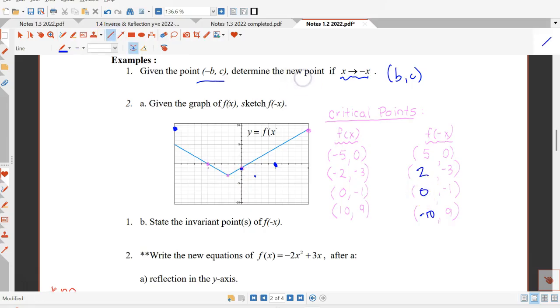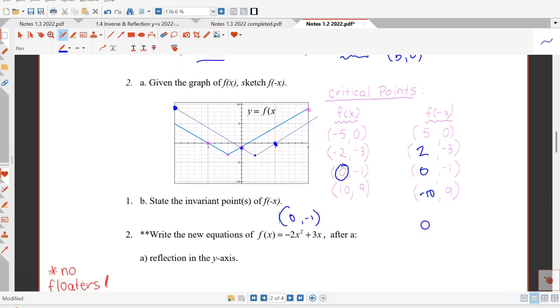Now if I connect these dots carefully, and then I go this direction as well, I can see where my point is. The point is across 0 and down -1. This is the invariant point because the x value is 0. So if I multiply 0 times a negative, it doesn't change.